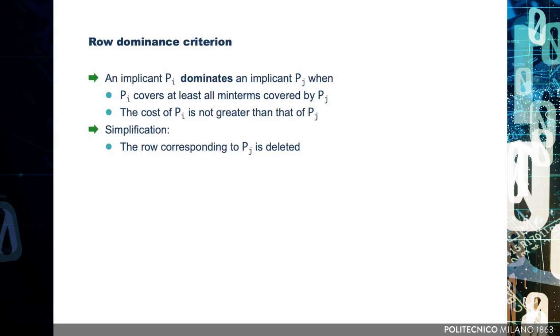When the costs are equal, as is always the case when using cardinality as the cost function, Pi is clearly the better choice, since it covers more minterms. If we were to select Pj, we would still need to select additional implicants to cover the extra minterms that Pi covers, but Pj does not.